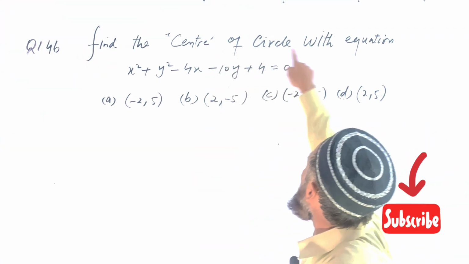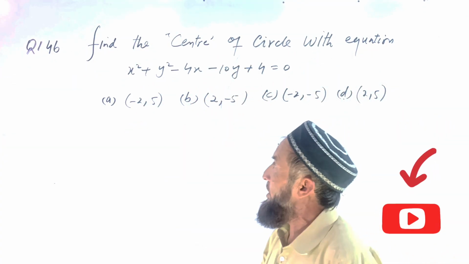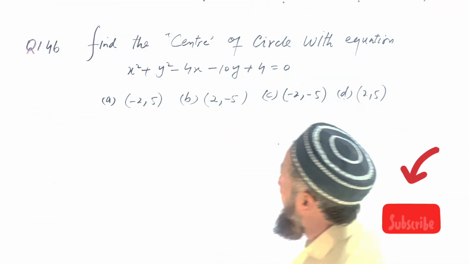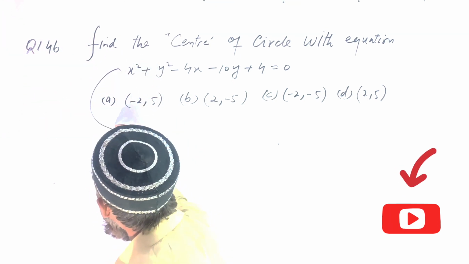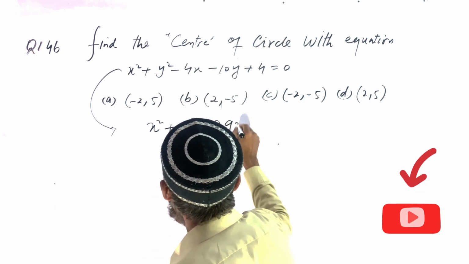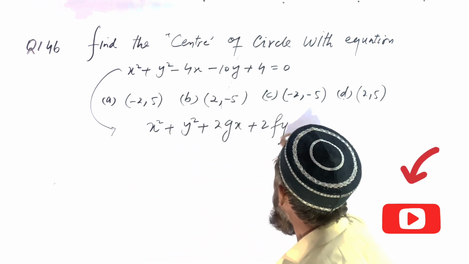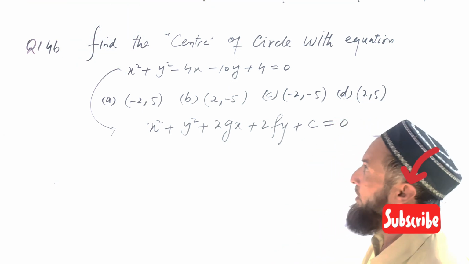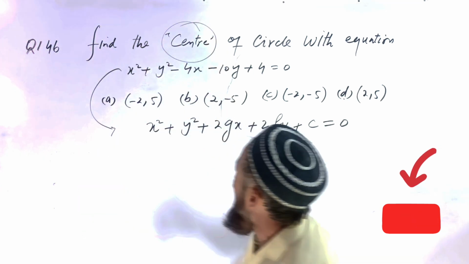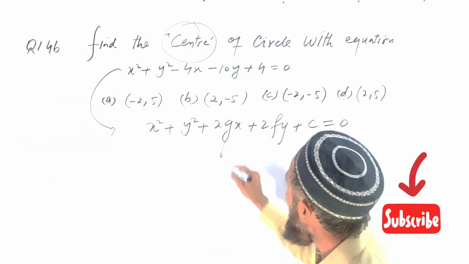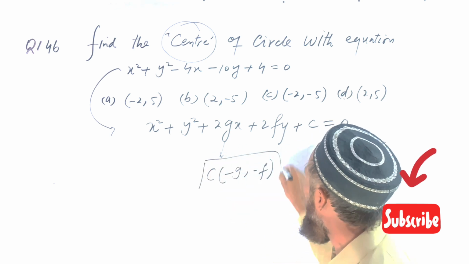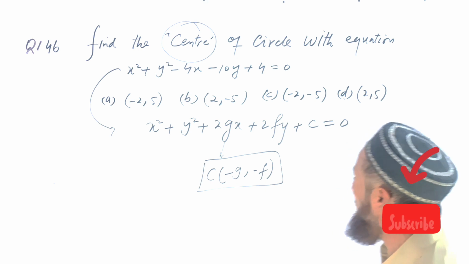Question 146. Find the center of the circle with the equation given. The general form of the circle is given. If we compare with the general form, as we know, the general form of the equation is x square plus y square plus 2gx plus 2fy plus c is equal to 0. This is the general form of circles. We are required to find the center, and here the center is (minus g, minus f).